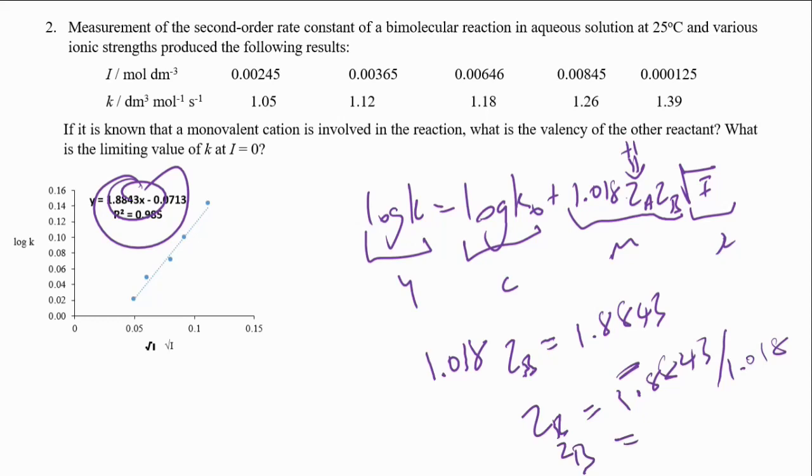Which works out to be, let me see, 1.8843 divided by 1.018. And this is what I got, 1.85, which works out to be basically 2. It's a positive 2, it's +2. Now you probably do wonder, how is it that two positive ions are interacting? This is not strange at all, it happens all the time.